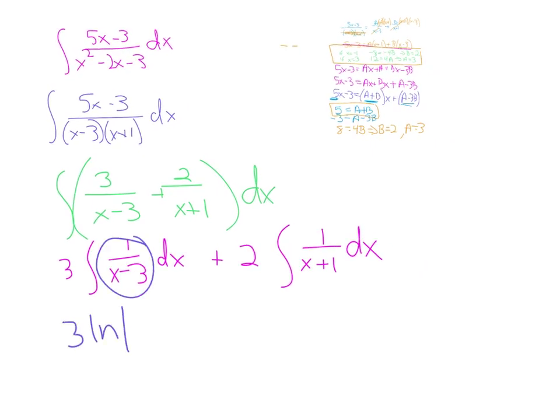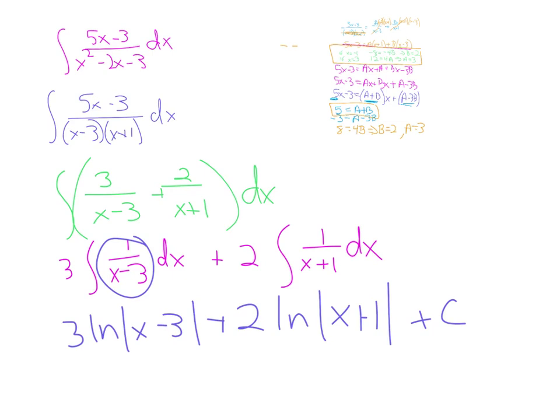So the natural log of |x - 3|. Note the absolute values there, that's for domain issues. And then the absolute value of x + 1. Both those are linear factors, the x - 3 and the x + 1, and the derivative of both those is 1. Therefore, I don't have to worry about chain rule issues. And then I have a plus c. And that's it for my first one.